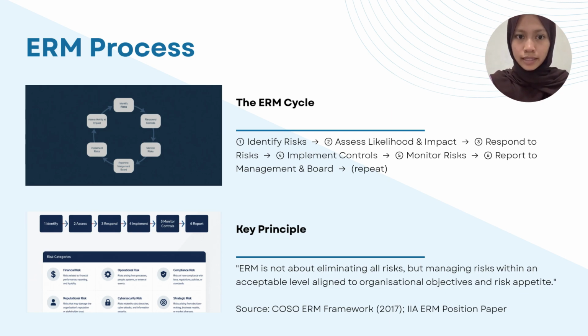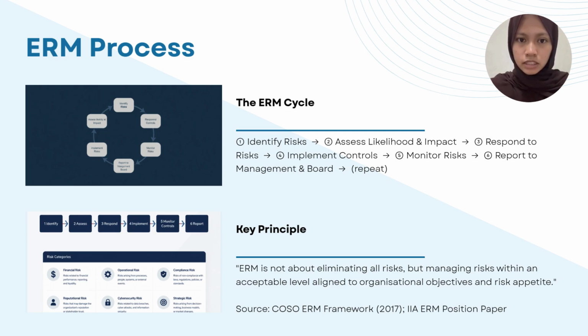Next, we will look at the ERM process, which follows a continuous cycle. Step 1 is to identify the risks. Organizations first identify the risks that may affect their operations or objectives. Examples include financial risks, cyber threats, operational failures, and compliance risks. Step 2 is to assess likelihood and impact. After identifying risks, organizations evaluate how likely the risk is to occur and how severe the consequences would be.